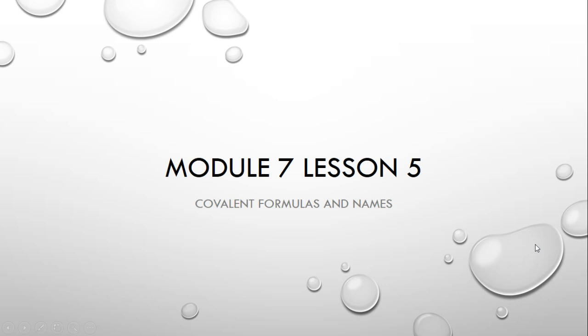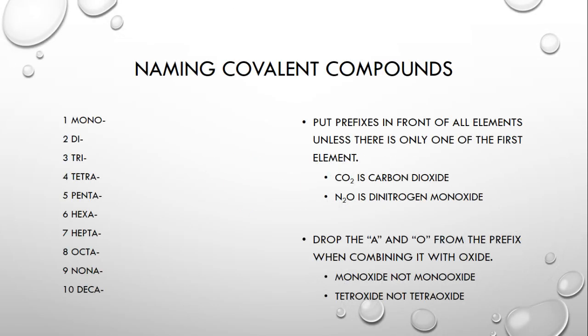This is our last lesson for Module 7. We are on Lesson 5, and we are talking about how to name and write covalent compounds, how we're going to write the formulas, and how we're going to name them. So first and foremost, naming covalent compounds is different from ionic.